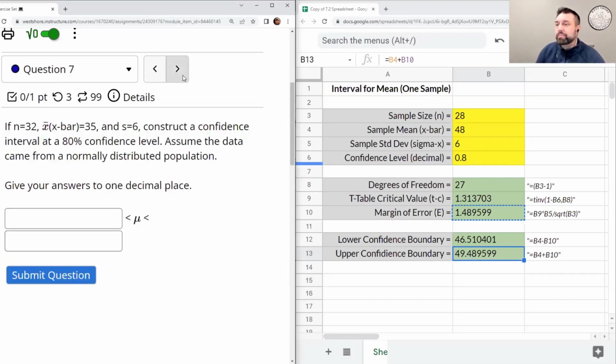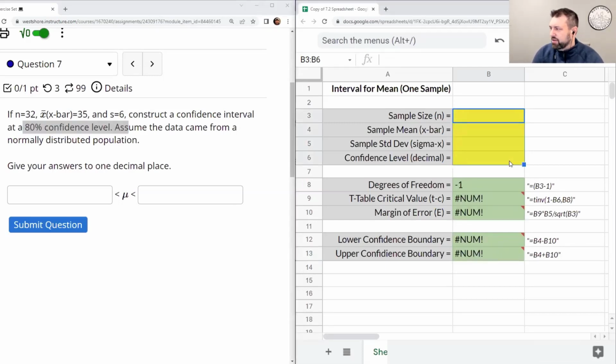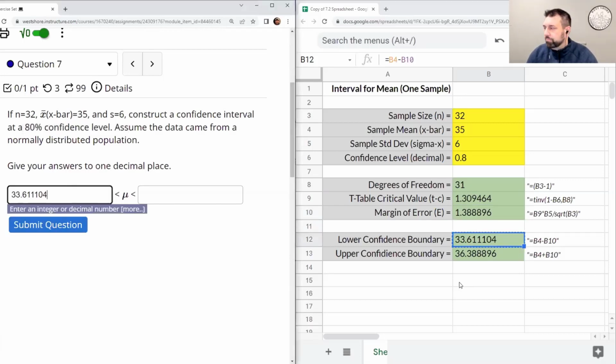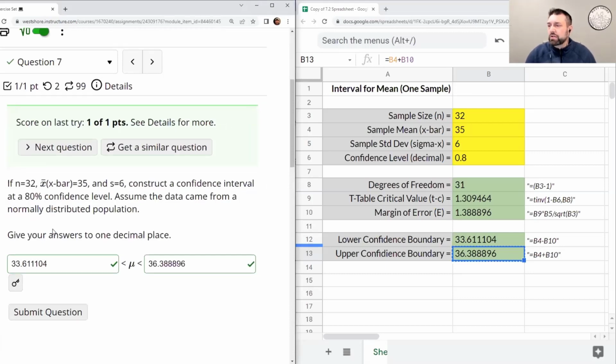So let's go to question number 7. Question number 7 says, if n is 32, x bar is this, standard deviation is that, construct an 80% confidence level. Okay, so let me clear out all my data here. The sample size is 32 items in my sample. The mean is 35. My standard deviation is 6. And my confidence level is 0.80. Here's my degrees of freedom. Here's the t value, the modified z-score. Here's the calculation for the margin of error. Here is my lower boundary. And here's my upper boundary. Copy, paste. And there we go.